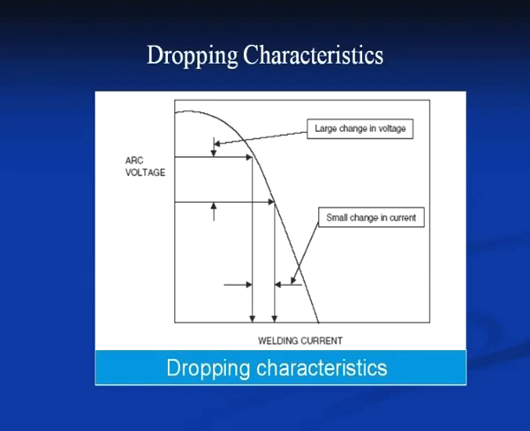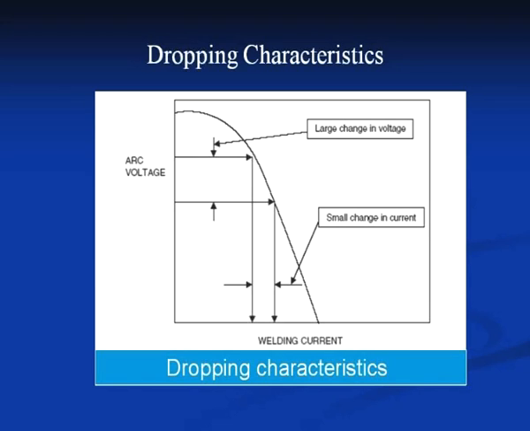As we can see in this diagram showing the static characteristic of the constant current type of power source, if, due to the increase in arc length, the arc voltage increases by this much magnitude, the change in the welding current is comparatively small. That is why we say that even a large change in the arc length leads to a large change in the arc voltage, but the variation in the welding current is small.